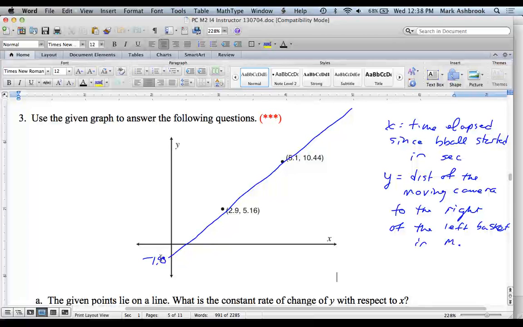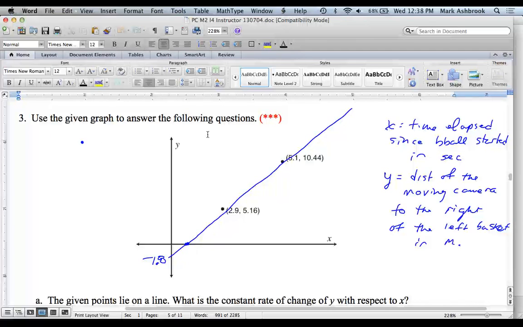Can't have a negative distance. What do you think? Can we make a real-world conception of it? What would negative 1.8 mean? It starts to the left. It starts 1.8 meters to the left, and the game starts, and what happens? Yeah, it starts moving. As time goes by, the camera starts moving, and what does that mean right there? Where's the camera? At the left basket, right? And time keeps going, and it keeps moving at a constant rate to the right.